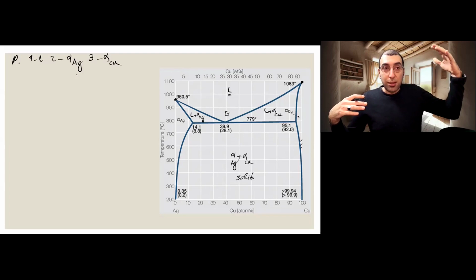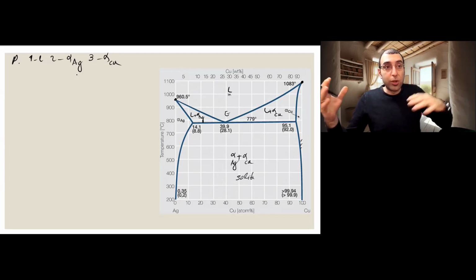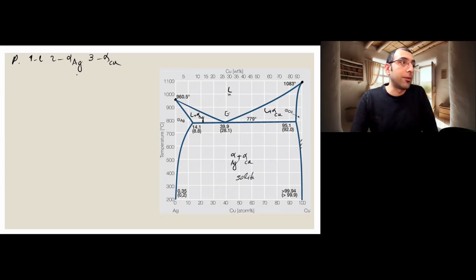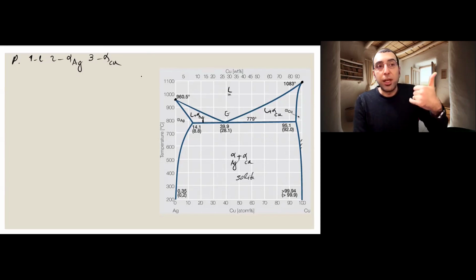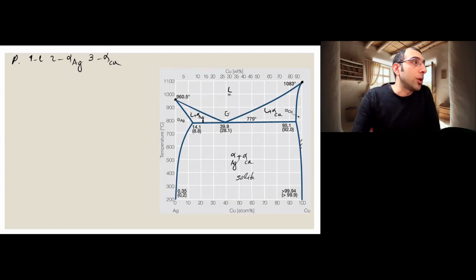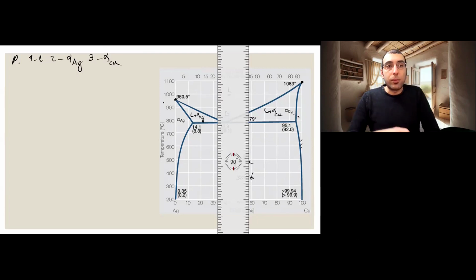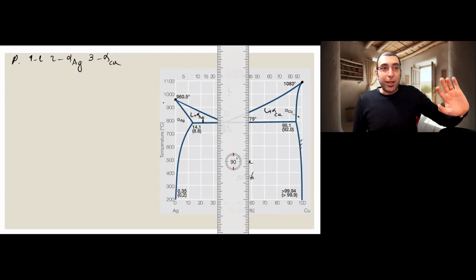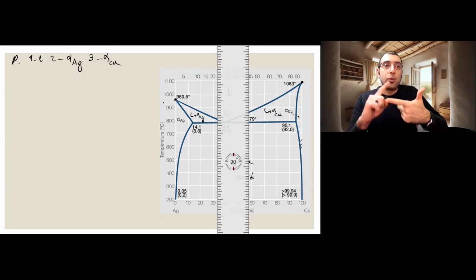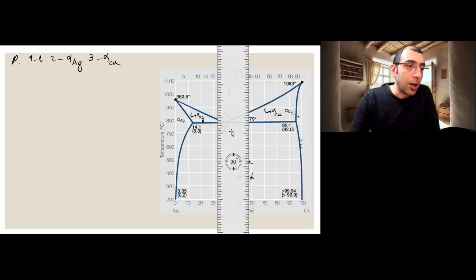Sometimes they can be 100% of either of them, or they can be a mix of all of them. So first thing, we name the phases. We know what kind of phases we have: liquid, and in solid, we have alpha silver and alpha copper. Fine. Now we need to pick the alloy, so we need to know what kind of alloy we are dealing with. This kind of information should be given to you, except for identifying the phases. What kind of alloy and what kind of temperature should be given to you. You need to know that.